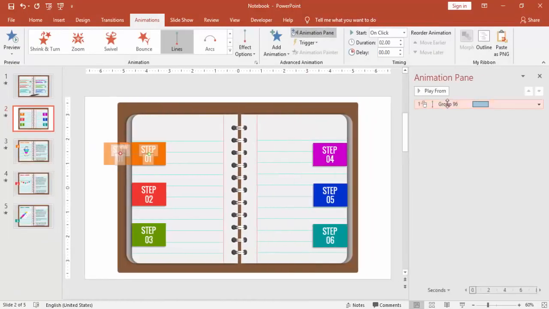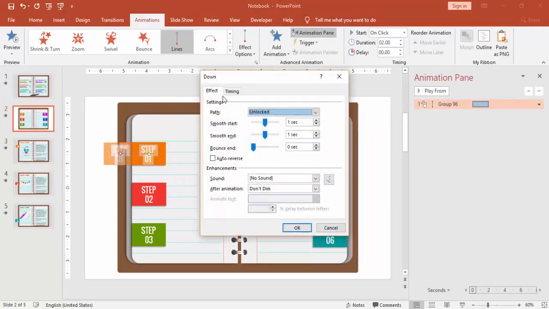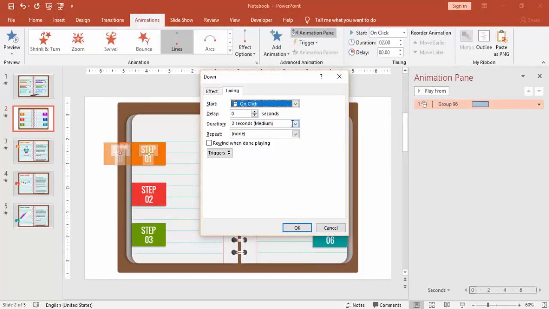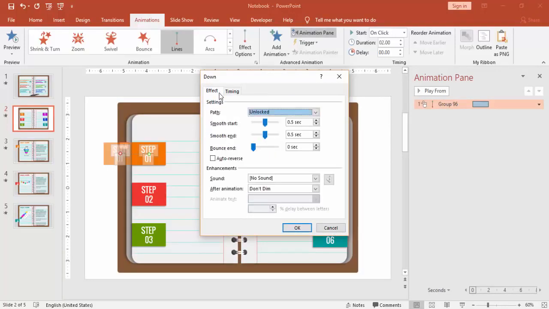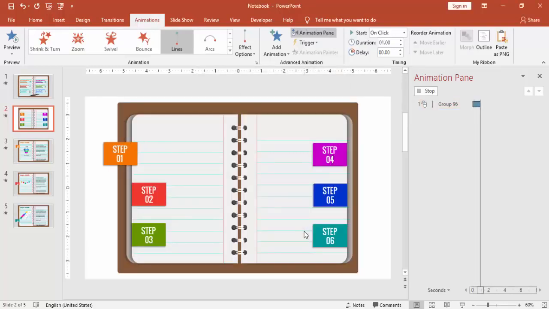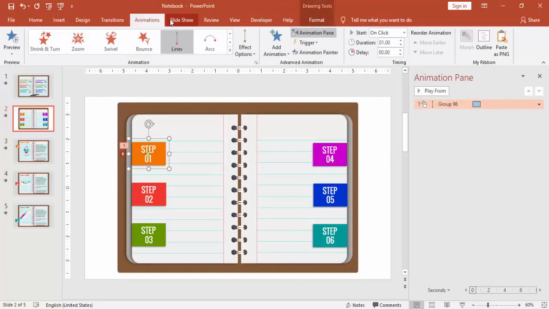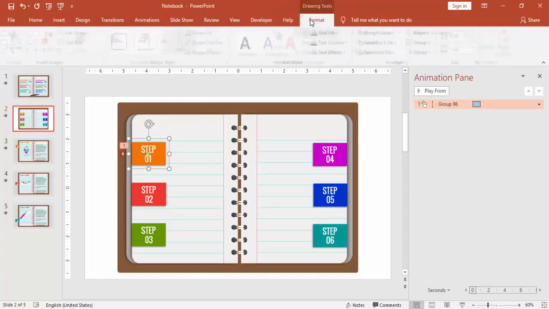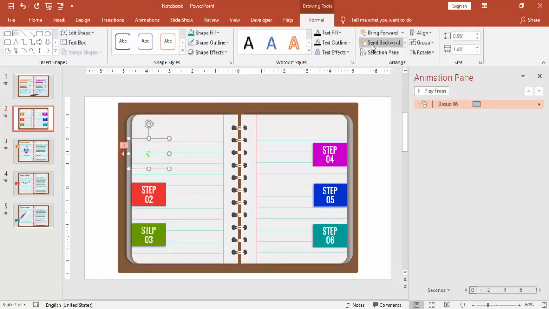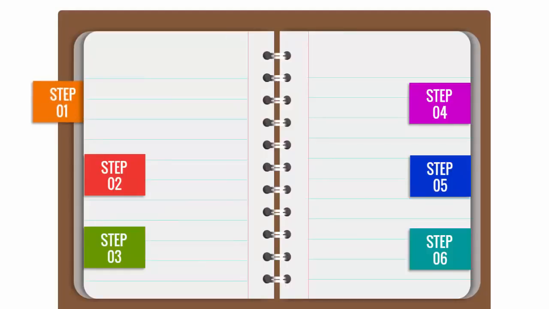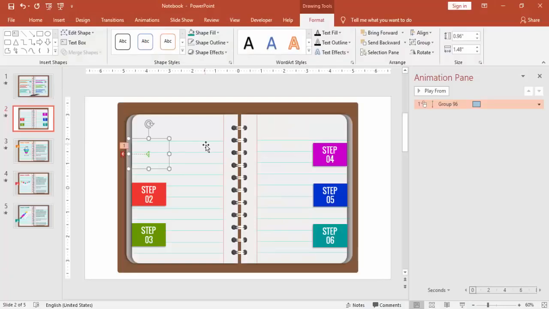Go to animation pane and change the properties. Instead of medium, make it fast, and the effect, make it bounce end. Yes. And then I'm just going to send this back to the back side of the page. Go to format and just say send back. So if you click here, it will come from the back side of the page, step 1.